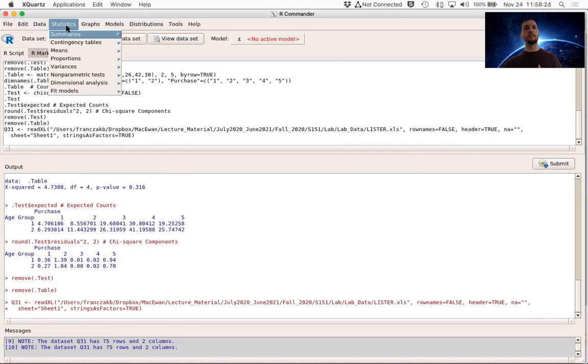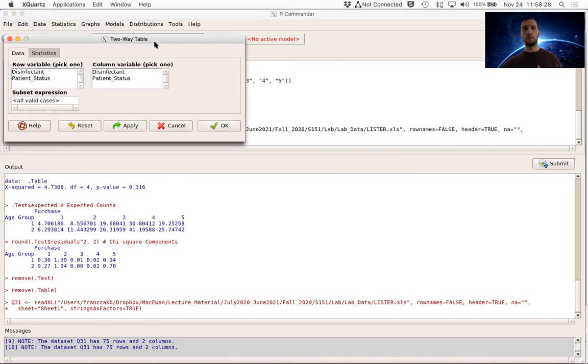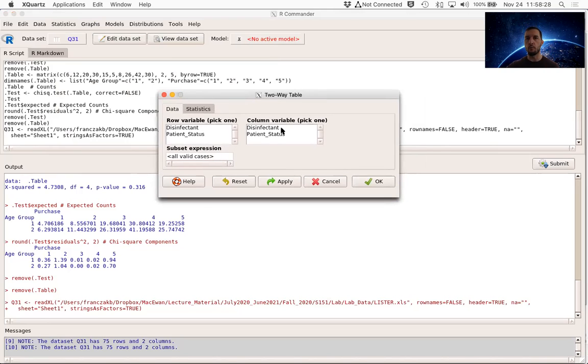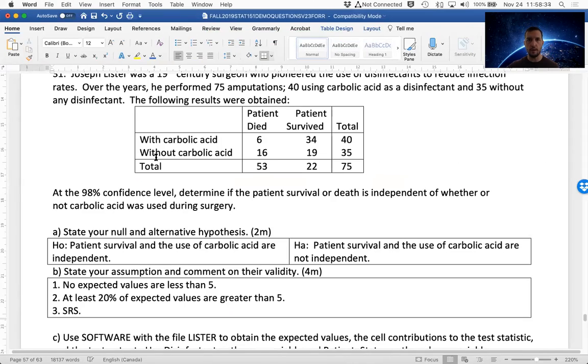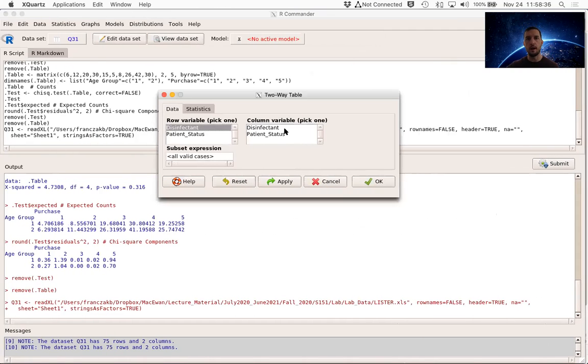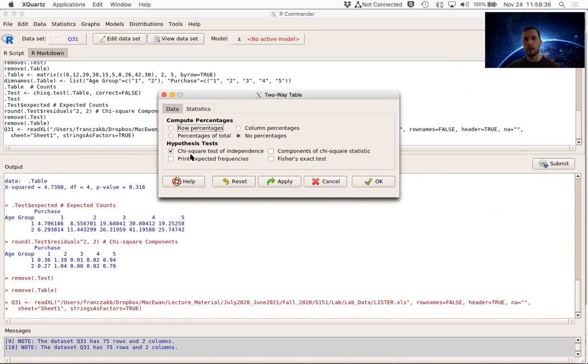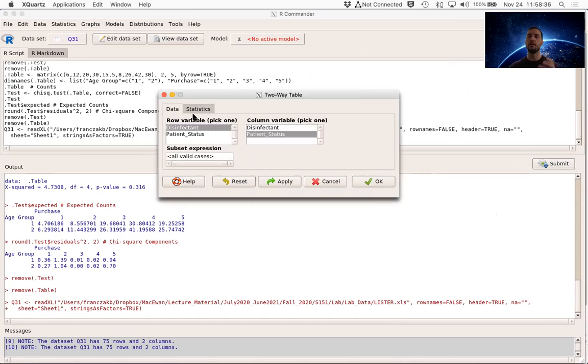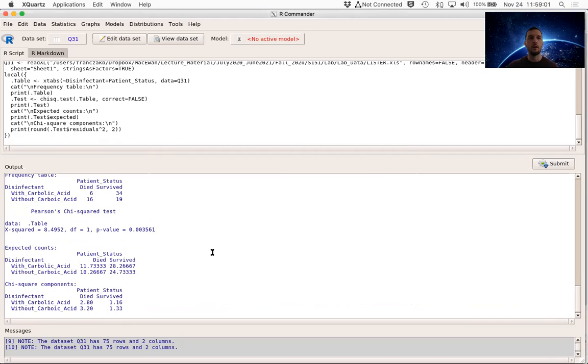So in this case, we click statistics, contingency tables, two-way table, and then we select our row and column variable. Now in the question, we have carbolic acid on the row and we have patient status on the column, okay? Then we click statistics, we have chi-square, print expected frequency, and components. So the same thing that we did before. We're checking the same boxes. The only difference is that in the first illustration, we had to build the table ourselves. In the second illustration, the data is provided so we can go right to two-way table. So then we click OK, and you can see that it pumps out all the information we need here.